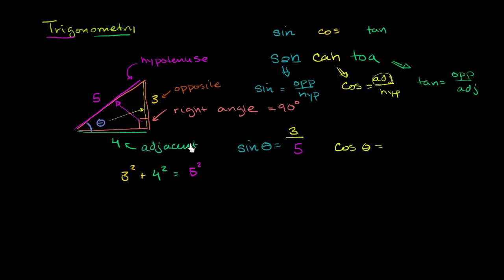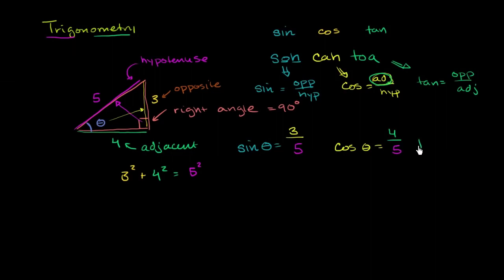Adjacent. And I want to be very clear. This only applies to this angle. If we were talking about that angle, then this green side would be opposite, and this yellow side would be adjacent. But we're just focusing on this angle right over here. So cosine of this angle, we hear about adjacent. Well, the adjacent side to this angle is 4. So it is adjacent over the hypotenuse. It's the adjacent, which is 4, over the hypotenuse. 4 over 5.